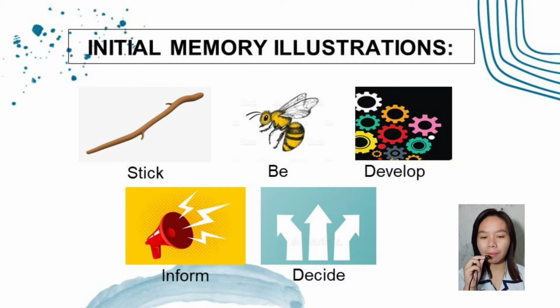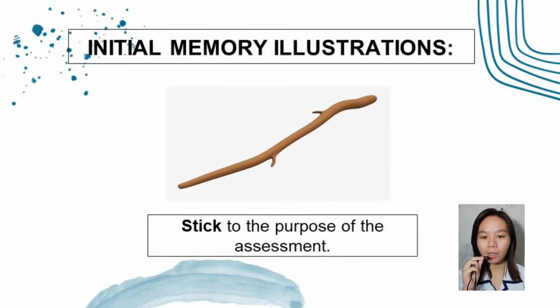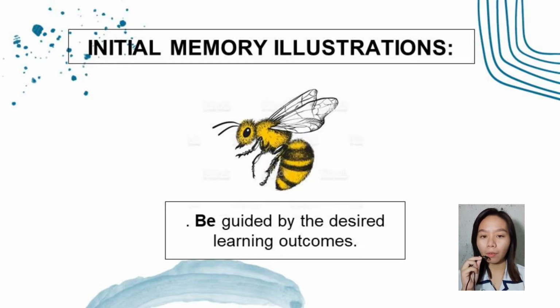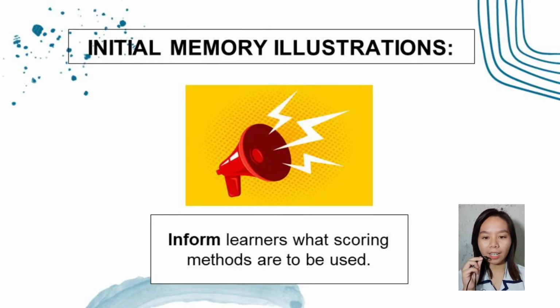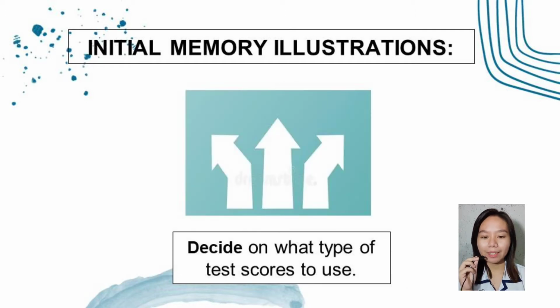Here are the initial memory illustration. Number 1. Stick for stick to the purpose of the assessment. B for be guided by the desired learning outcomes. Develop for develop grading criteria. Inform for inform learners what scoring methods are to be used. And lastly, decide on what type of test scores to use.